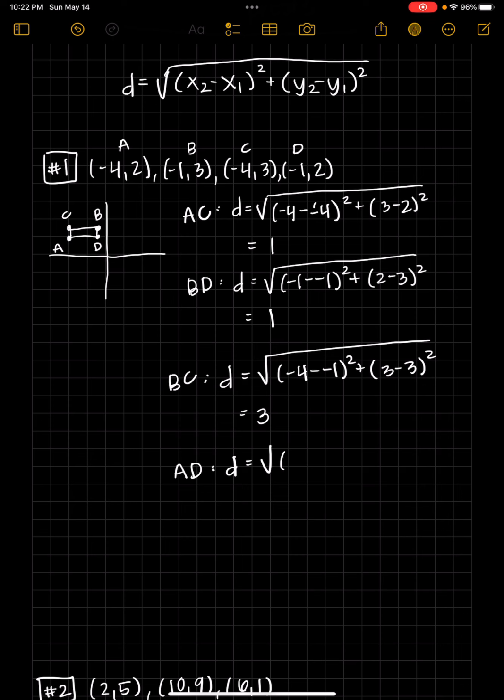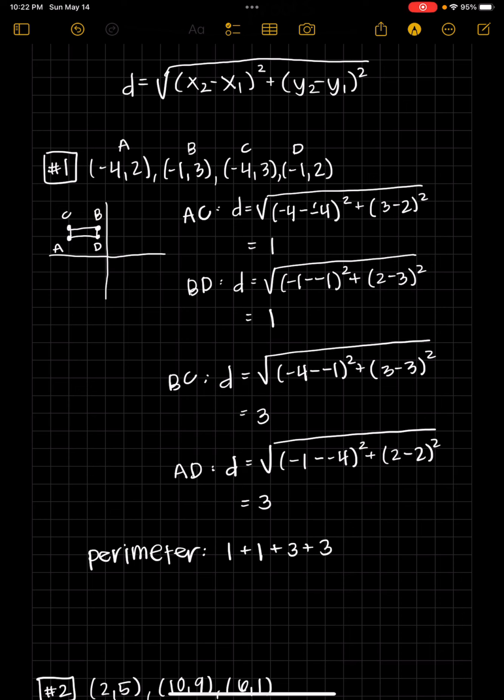I'm going to use D as my second point. So I'm going to do -1 minus -4 squared plus 2 minus 2 squared. All right, and I get 3. So good news, now we have all of the distances or the lengths of each side. When I want to find the perimeter of something, I just add all of the sides together. So my perimeter for this quadrilateral would be 1 plus 1 plus 3 plus 3, which is equal to 8. So my perimeter is 8.